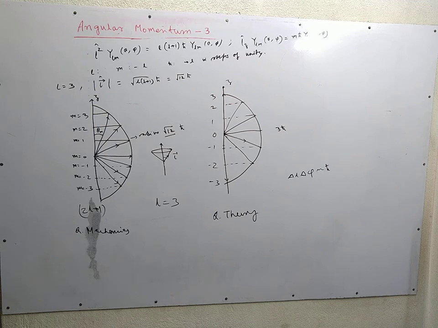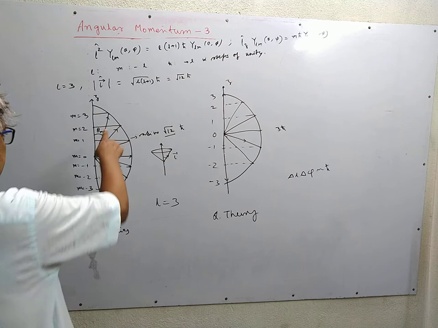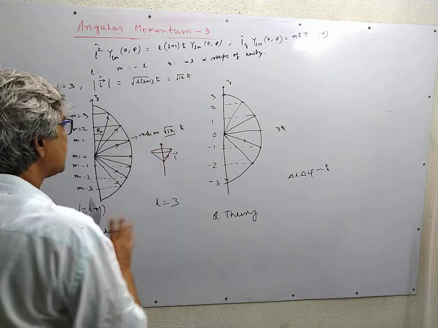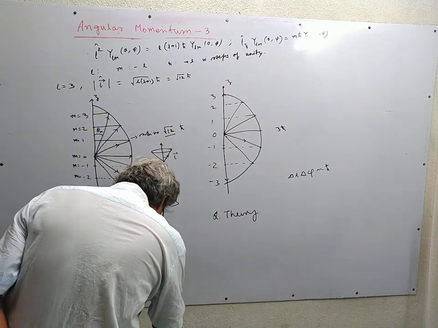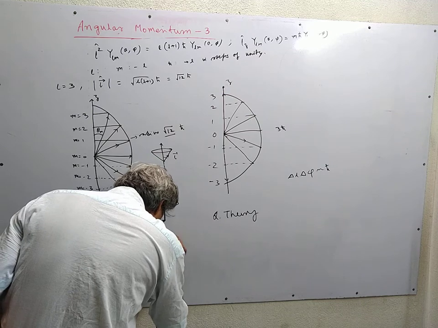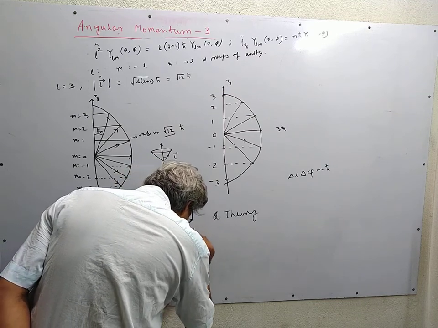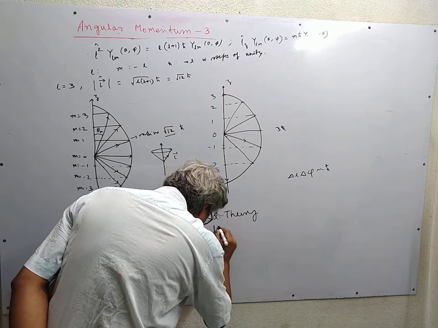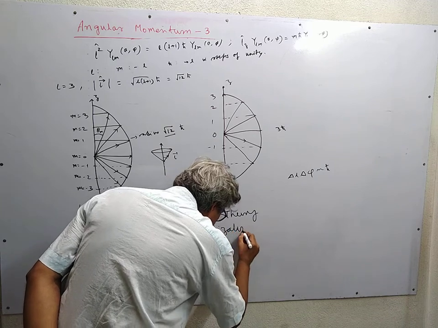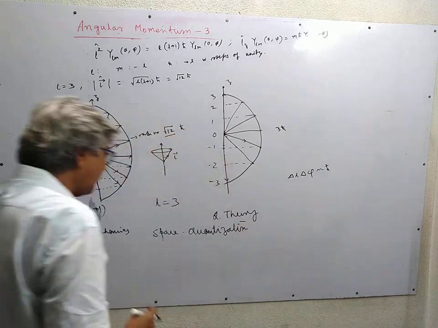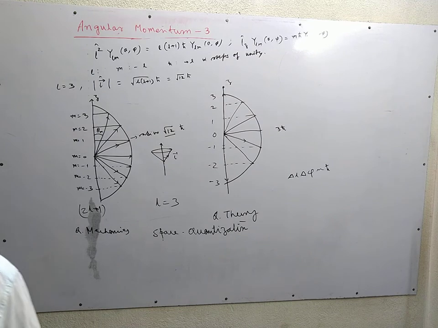And this phenomenon is known as space quantization, as I have already said, that is the quantized direction of the angular momentum operator in space.